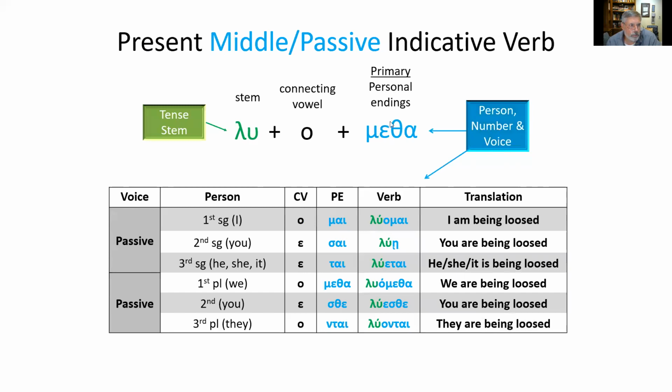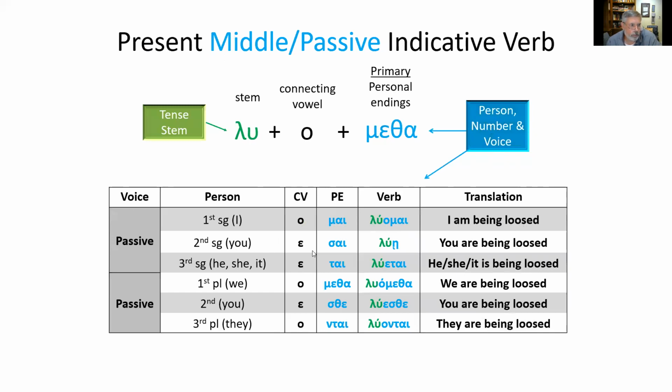But here, I did it in blue just to differentiate middle passive versus active, which is red. It tells us the same thing, person, number, and voice. It tells us the stem plus connecting vowel plus the personal ending. So luomai: stem, connecting vowel, personal ending. Luomai, I am being loosed. Something that is done to me, I am being loosed, so it's passive.